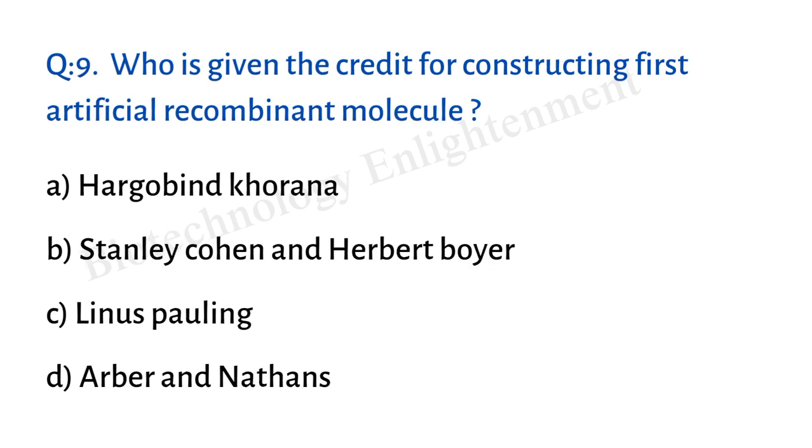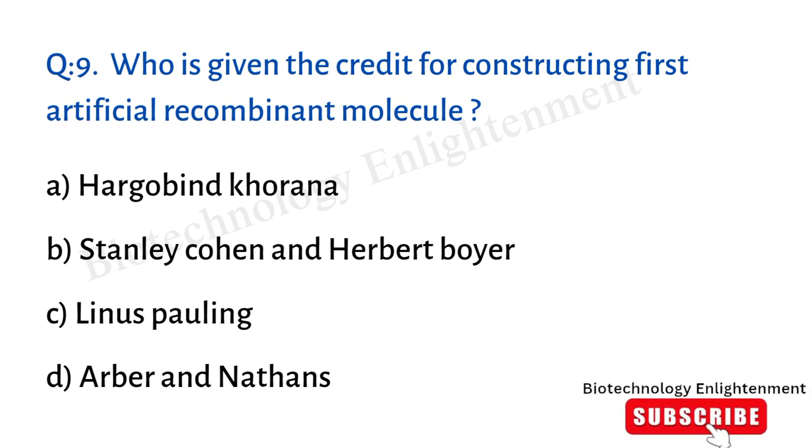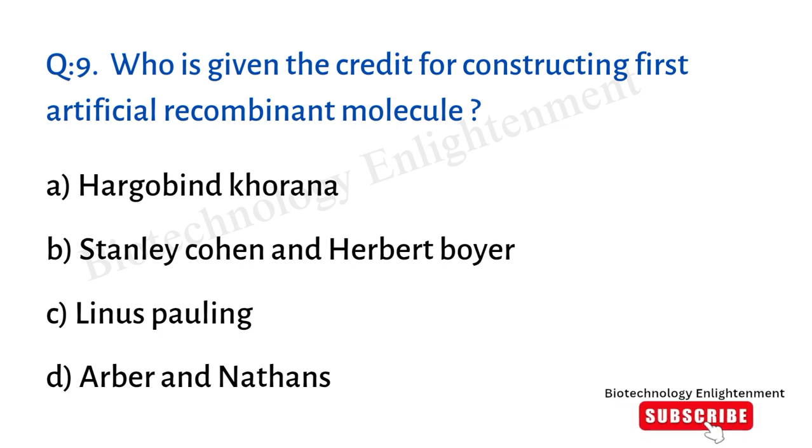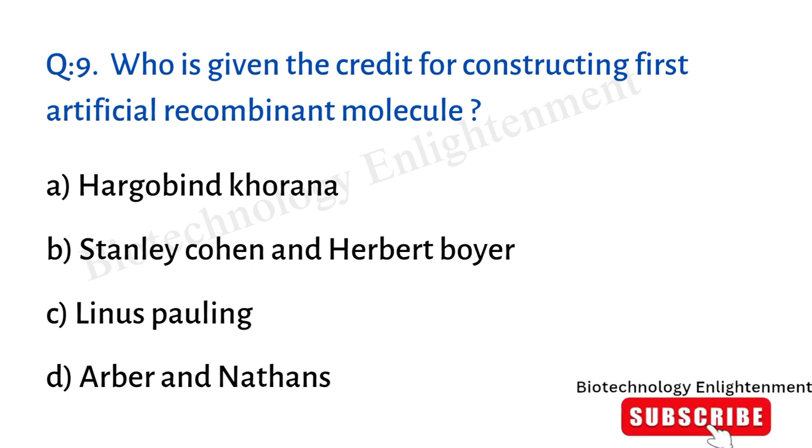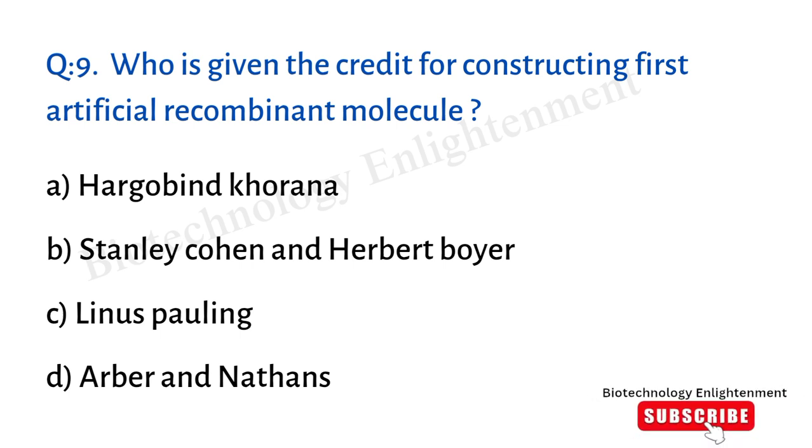Question number 9. Who is given the credit for constructing the first artificial recombinant molecule? Option A, Har Gobind Khorana. Option B, Stanley Cohen and Herbert Boyer. Option C, Linus Pauling. Option D, Arber and Nathans. So the correct answer for this question is option B. Stanley Cohen and Herbert Boyer were given the credit for constructing the first artificial recombinant molecule.